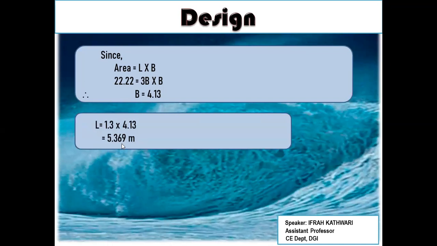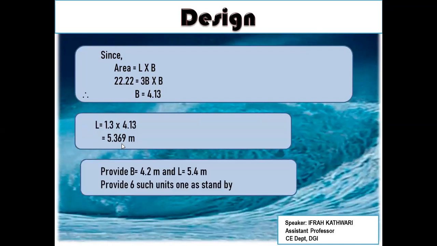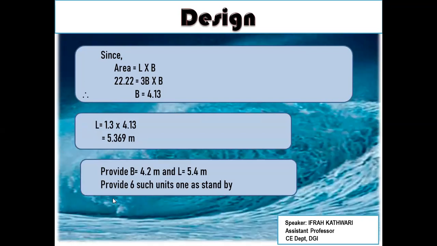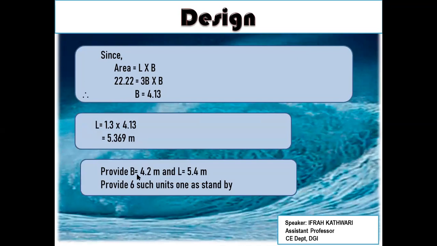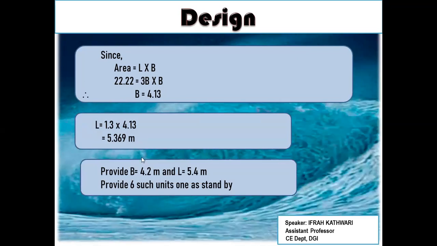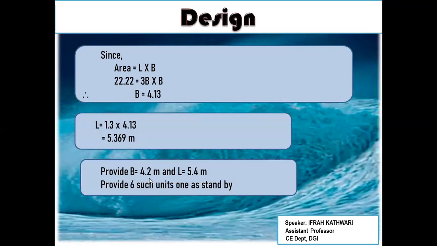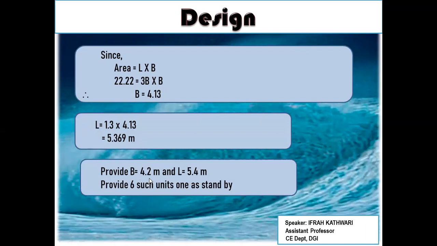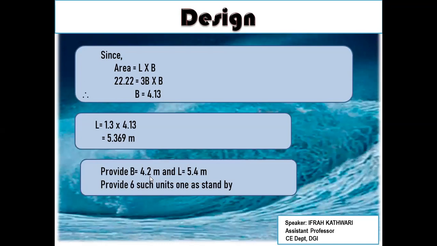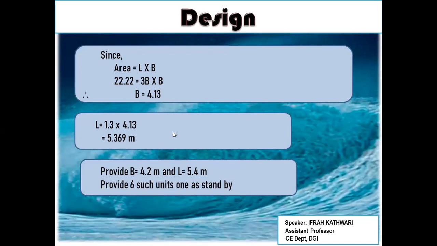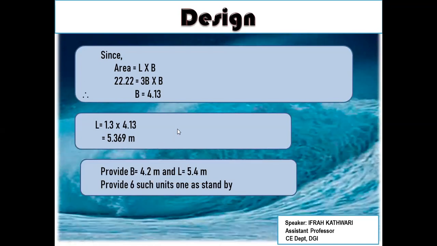So length into breadth of the bed is given to you. We will provide a breadth of around 4.2, which is a round figure, and a length of about 5.4, which is again a round figure, and we will provide six such units. One will be a standby, and the other five will be in working. So this was the design for rapid sand filters.